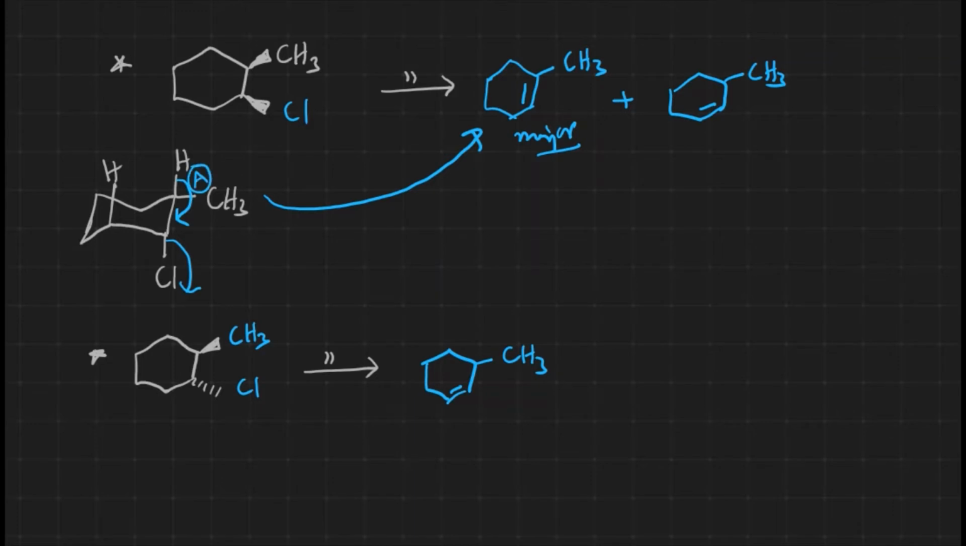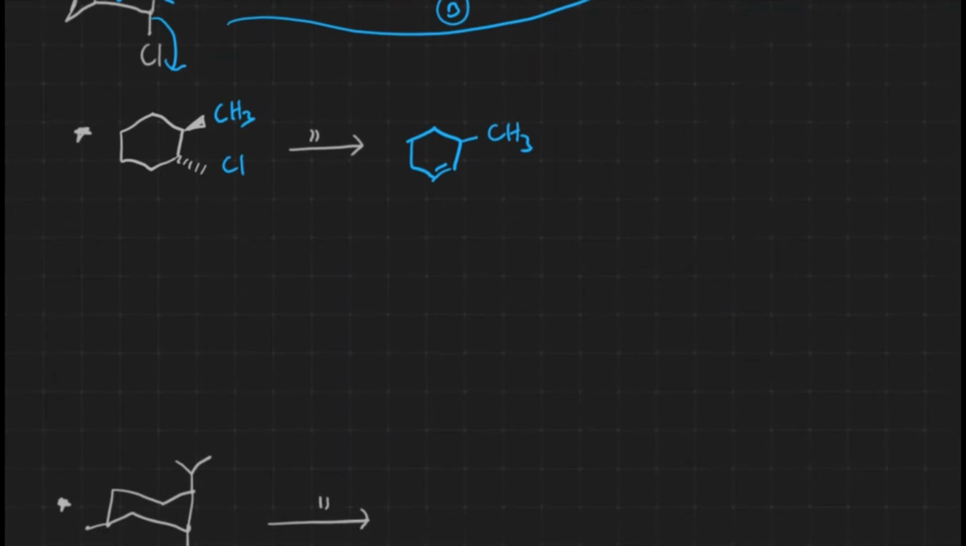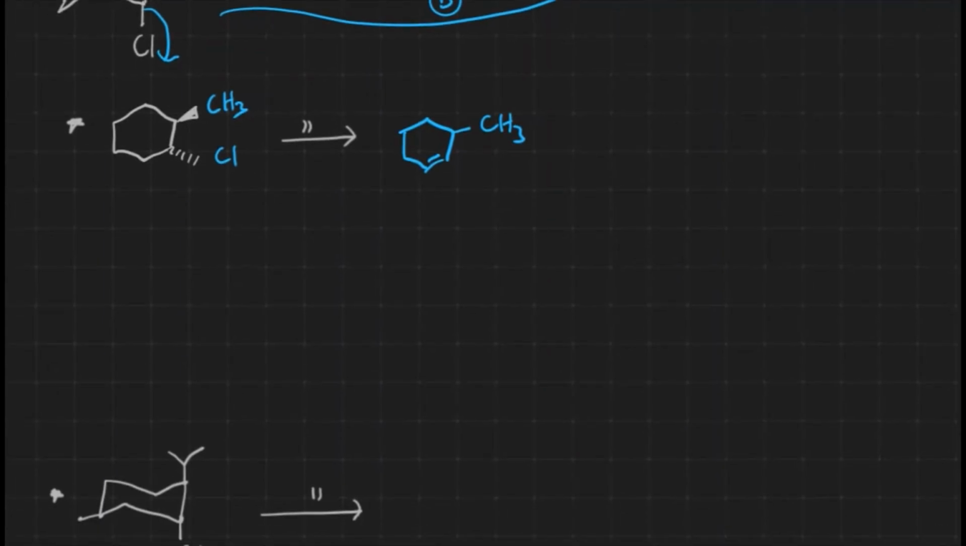Let me write it as A. If this bond is going to form the double bond over there, this is going to be B. This is A. This is B. This is how the reaction takes place. Now with this particular substrate over there, how is only one product going to be formed? Let us see with the cyclohexane chair form over there.